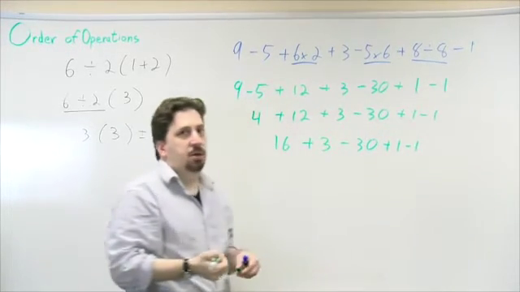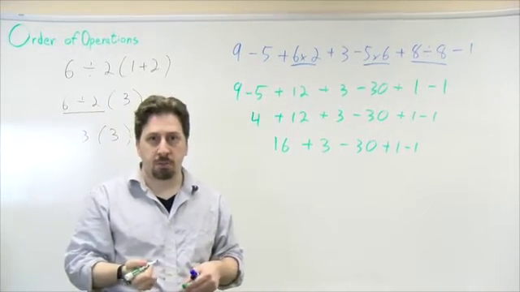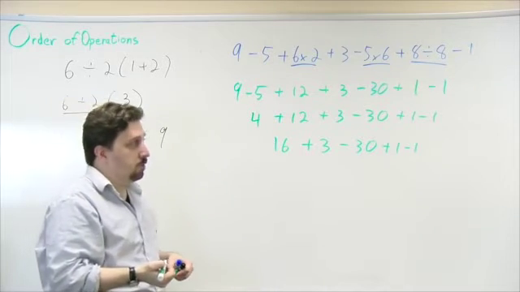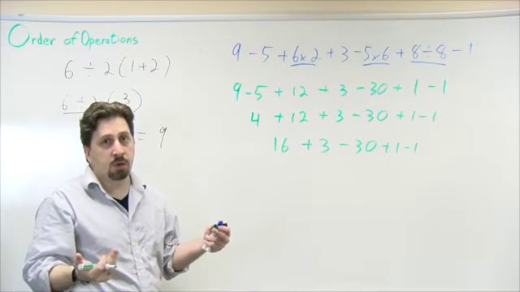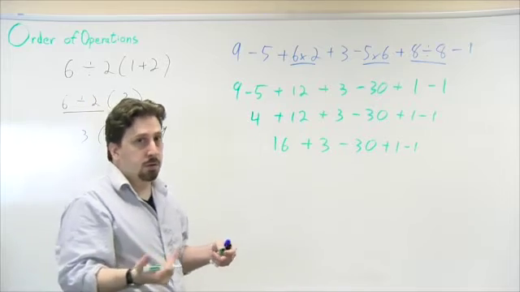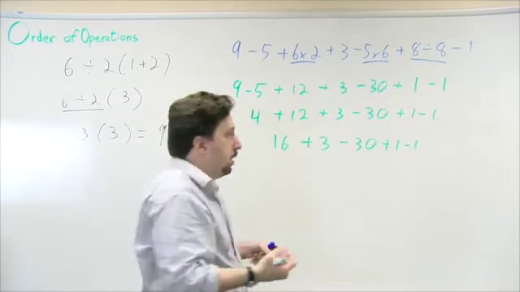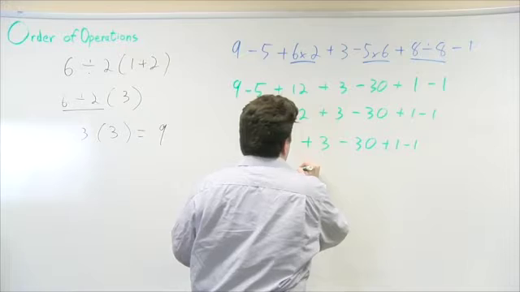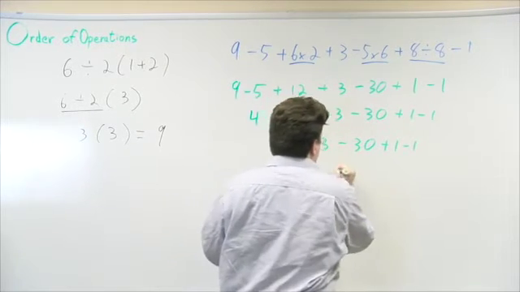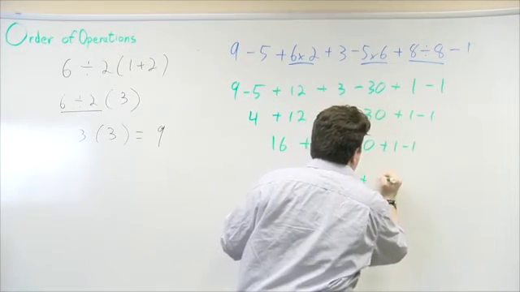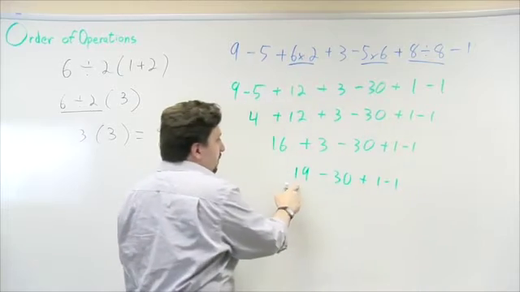Is it tedious? Yeah, a little bit. But it's important. That's what you have to do if you want to get it right. Now, if you don't want to get it right, I can't help you. You can do whatever you want if you don't want to get it right. So, we do 16 plus 3, which is 19. Then we do 19 minus 30.